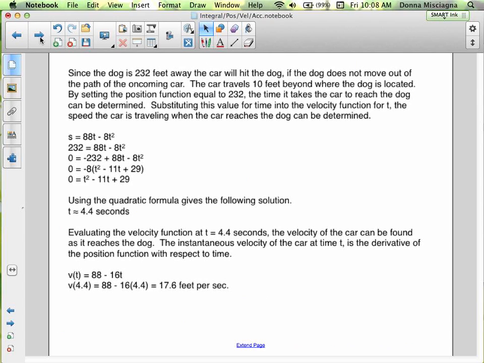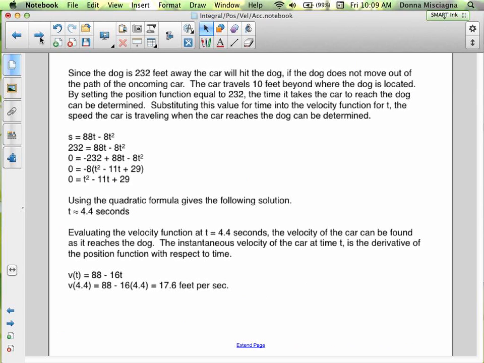By setting the position function equal to 232, the time it takes the car to reach the dog can be determined. Substituting this value for time into the velocity function for t, the speed the car is traveling when the car reaches the dog can be determined. And our speed is positive, because the car is moving in a positive direction. It keeps on moving.